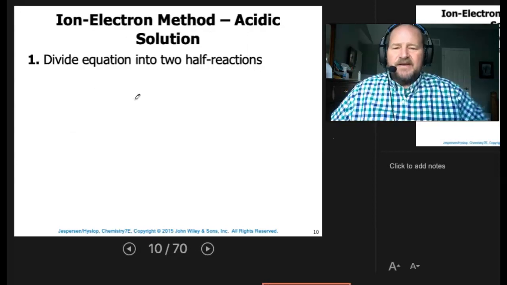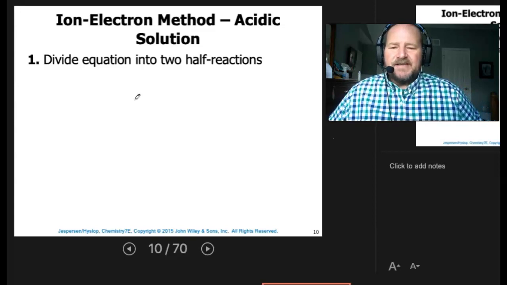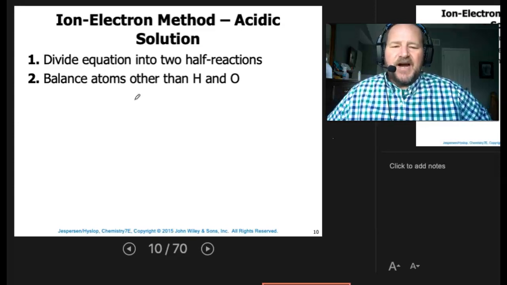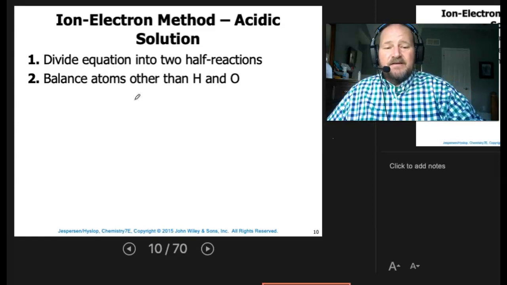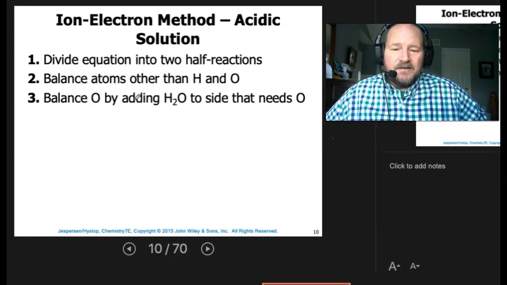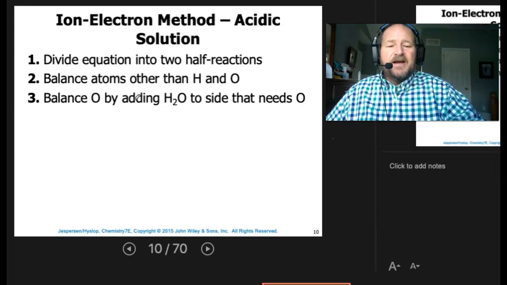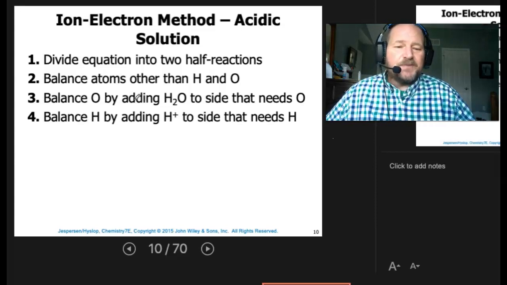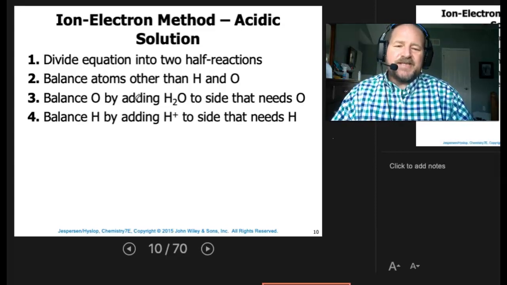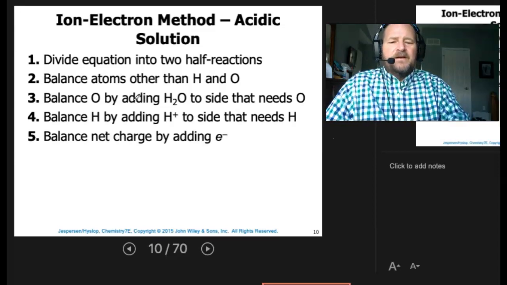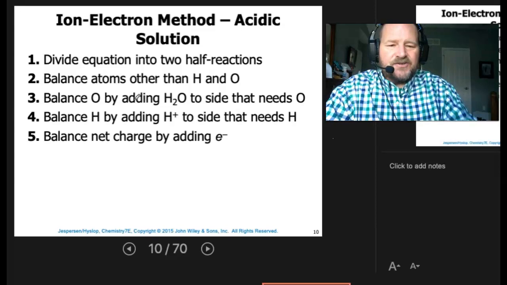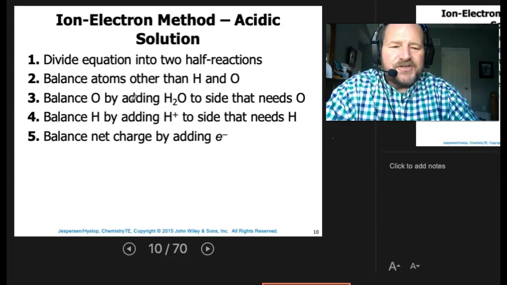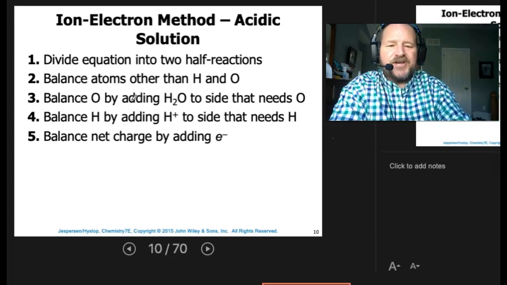So, the ion-electron method in an acidic solution: we're going to divide the equation into 2 half reactions. Now we're going to balance our atoms other than hydrogen and oxygen. Then we'll balance oxygen by adding water to the side that needs oxygen. Now that means we might end up with some extra hydrogen, right? And if we do, we'll balance the hydrogen by adding H+. Remember, it's an acidic solution, so it's fine that we have H+ left over. Then we're going to balance the net charge by adding electrons. Using the H pluses and the waters and the overall charges, that's going to tell us how many electrons we're going to need to exchange.